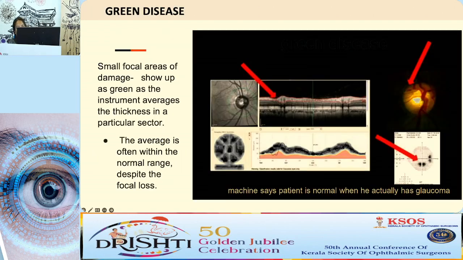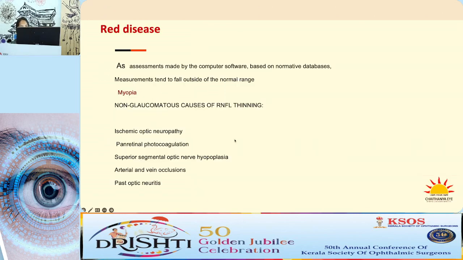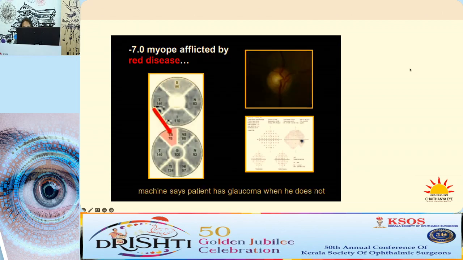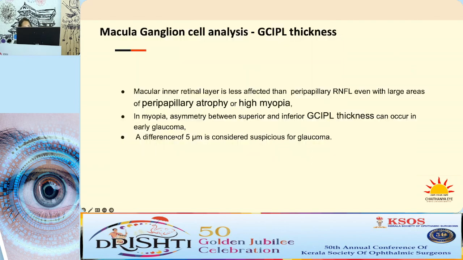Green disease occurs when small focal areas of damage are shown up as green because the machine averages the thickness in that particular sector. And red disease occurs as the assessments are made by the computer software based on a normative database. Measurements tend to fall outside the normal range in certain cases like myopia and non-glaucomatous causes of RNFL thinning. Like in this case, this is a normal disc and normal visual field, but the OCT RNFL is showing an abnormal area.